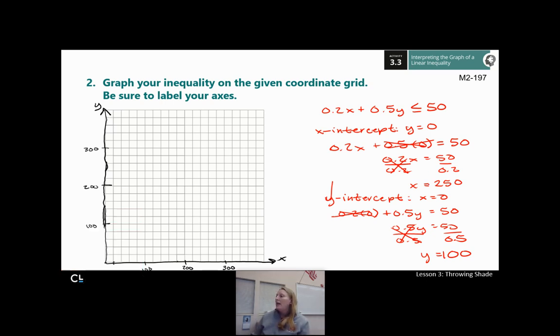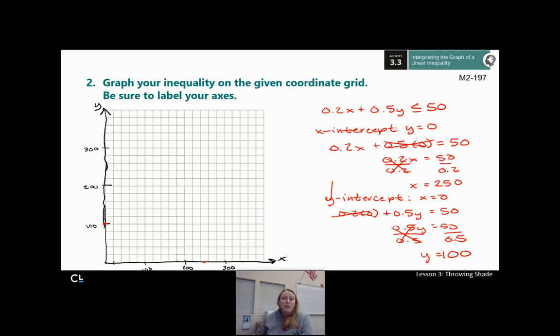So let's go ahead and plot our intercepts. We said our x-intercept was at 250, so that's going to be directly between 200 and 300. We said our y-intercept was 100, which puts us right there. So your graph might end up looking different than mine if you use different numbers here. That's just how it's going to go. We do want to connect the dots.